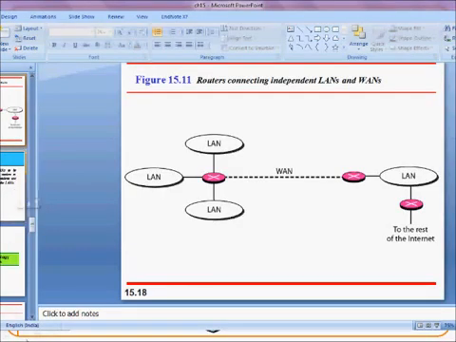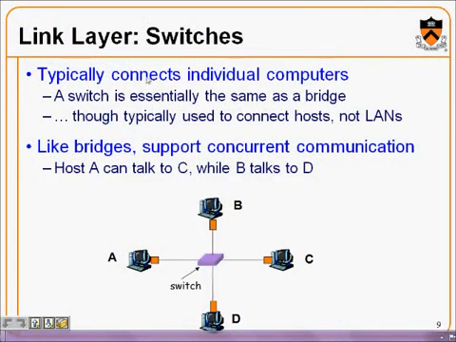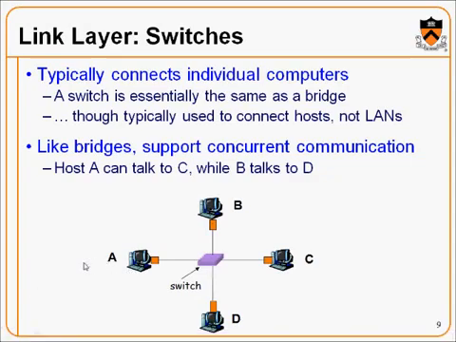Now let's look at something more. We also have switches, and switches are also like bridges, and typically connect individual computers. A switch is essentially the same as a bridge, though typically used to connect hosts and not LANs. Now A, B, C and D are connected via a switch, and the benefit is it can support concurrent communication. So A can talk to C, and at the same time D and B can talk with each other. That is the benefit of a switch.